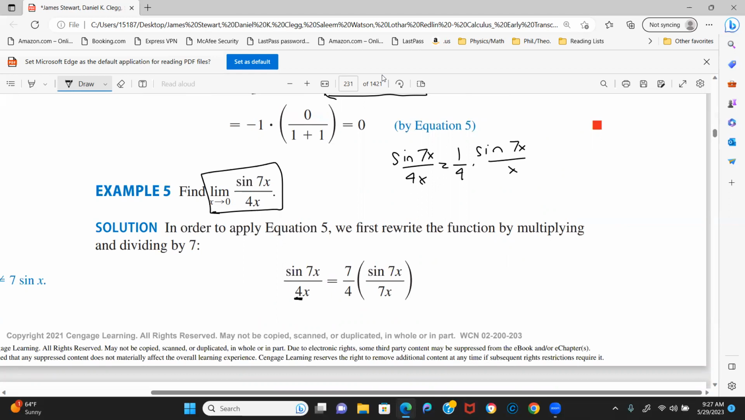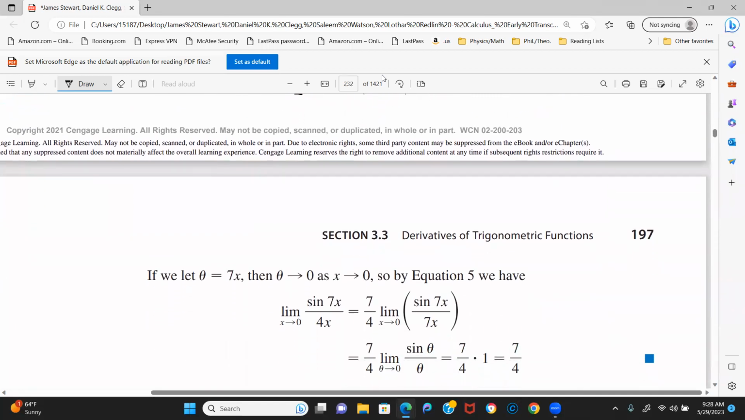So it'll be like 1/4. And that's close to what we need because remember it's sine of some variable divided by that variable. So we need a 7 in the denominator. So I'm going to multiply and then divide by 7. Notice I did not change anything. This thing does in fact equal this. So that's how they got this equation here. And then you can just take the limit. You let theta be equal to your 7x, and as x goes to 0, theta goes to 0.